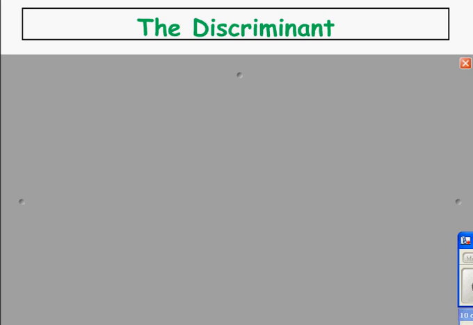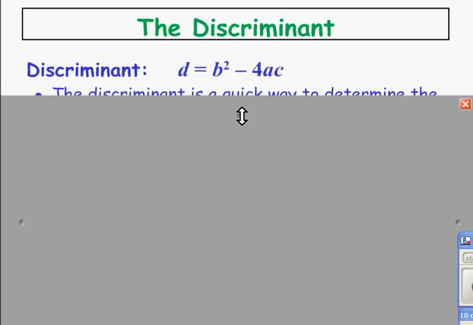Okay, this is part 3 of lesson number 1. The last part, we just want to talk briefly about the discriminant. So if you remember, the discriminant is the part of the quadratic formula that's under the root sign. So b squared minus 4ac.